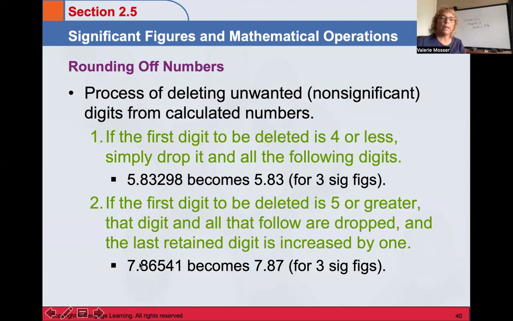If the first digit to be deleted is 5 or greater, then you would round up. So what would that look like? For the number 7.86541, since the first digit to be dropped is 5, you would round this 6 up to 7. So 7.865 becomes 7.87 for 3 sig figs.